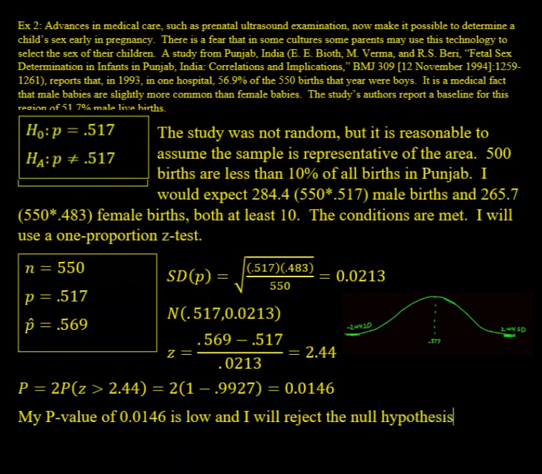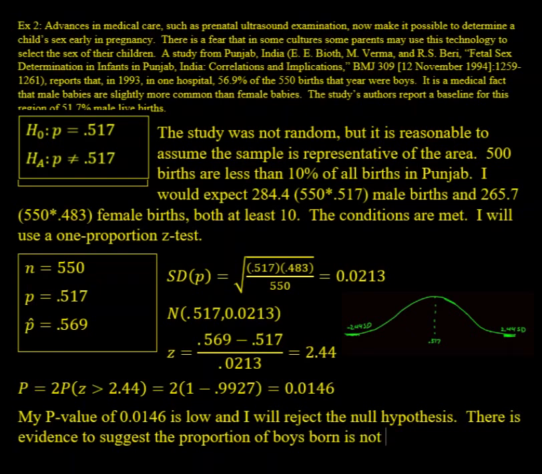There is evidence to suggest the proportion of boys born in Punjab is not equal to the baseline. Always sum up your final conclusion there. Put it in context. Those are the three things you need to have in the conclusion: the p-value, I will reject or fail to reject the hypothesis, and the conclusion in context. There's evidence to suggest the proportion of boys born in Punjab is not equal to the baseline, or there is not sufficient evidence.